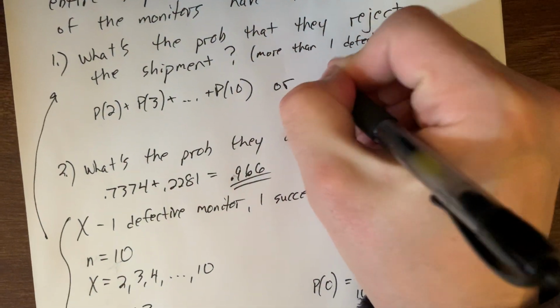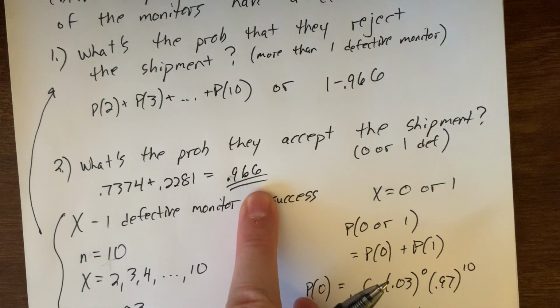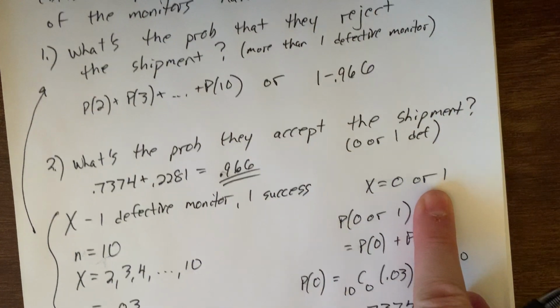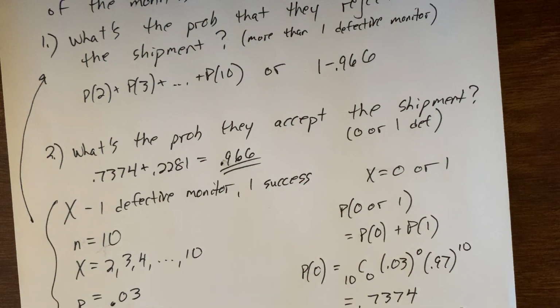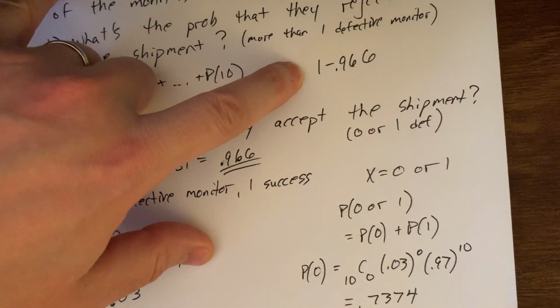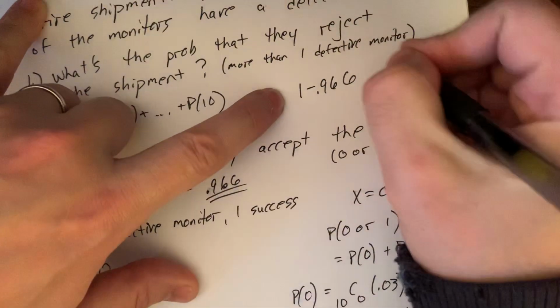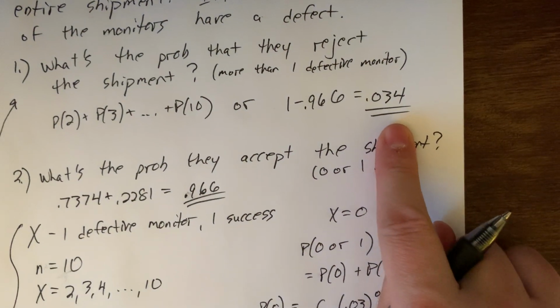Or take advantage of the work we did here. Realize there's only a couple of x's in this situation, so let's find this probability and use the complement. Because in the big picture, testing 10 monitors, in the end, there's really 2 results. They reject or they accept the shipment. So once we figure out the probability of accept, 1 minus that will give us the probability they reject.